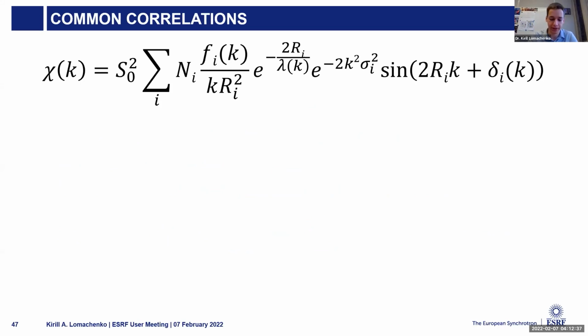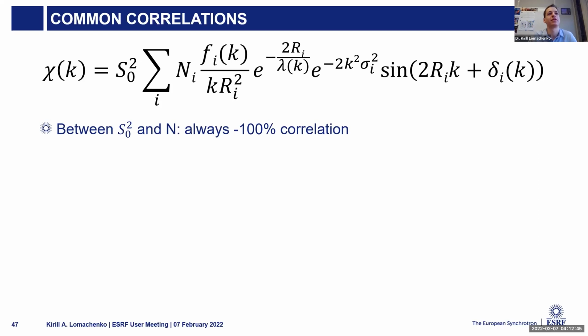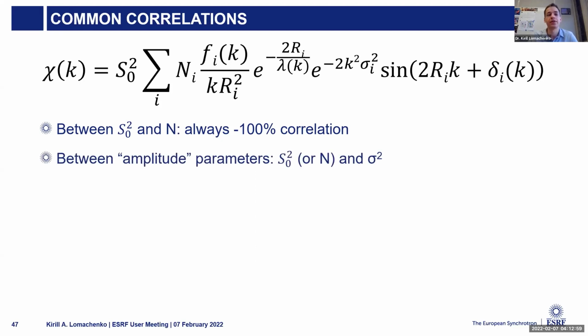The common problems that we usually have in EXAFS fitting is correlations. The most drastic example is correlation between S0 squared and N, coordination number. It's always 100%. You cannot do anything about it. So it's always there. But also there are quite strong correlations between amplitude parameters, so S0 squared and sigma squared, because both of them act on the amplitude of the data, and what I call phase parameters between E0 and R, because both of them shift the spectrum.